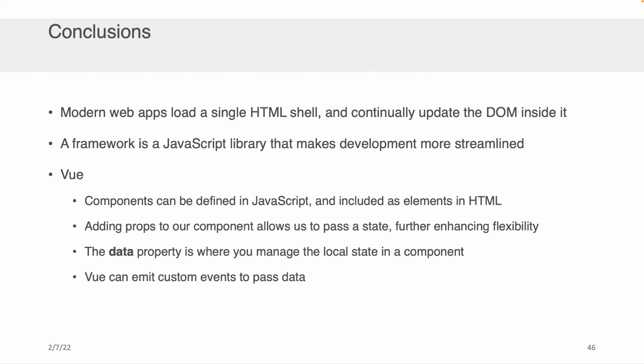With respect to Vue, which is the framework that I introduced in this lecture, and I think is one of the easier ones to learn, the components can be defined in JavaScript and included as HTML elements. We saw some of that. We can add properties and data to our components, as well as to the main Vue element, and we can govern how events propagate through and impact the DOM through emissions. So with this, we've covered everything in the lecture.